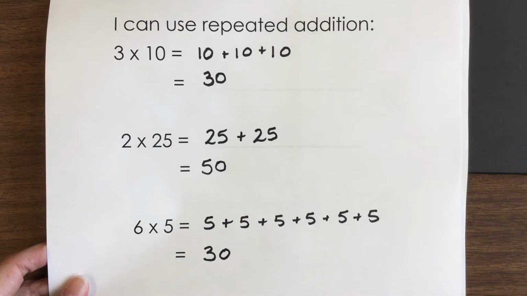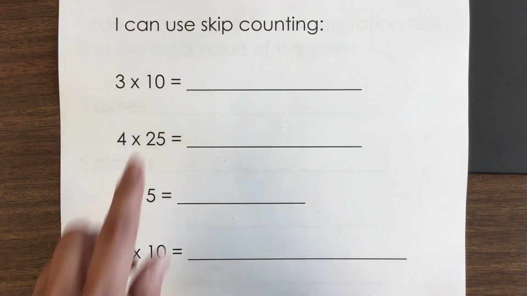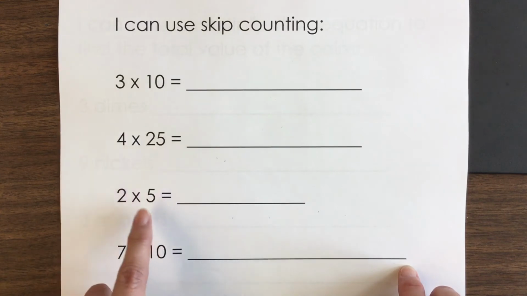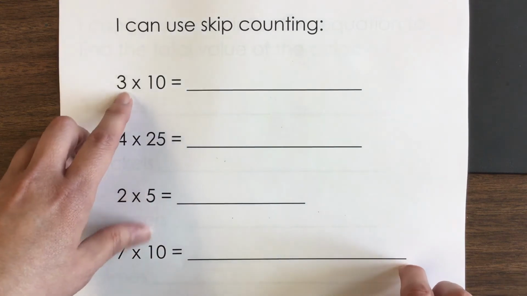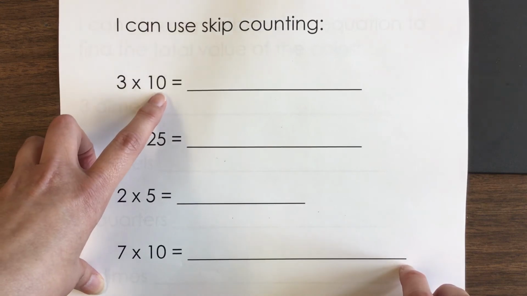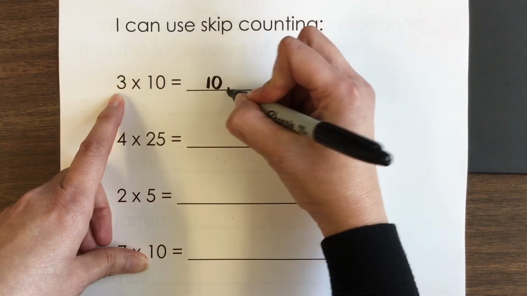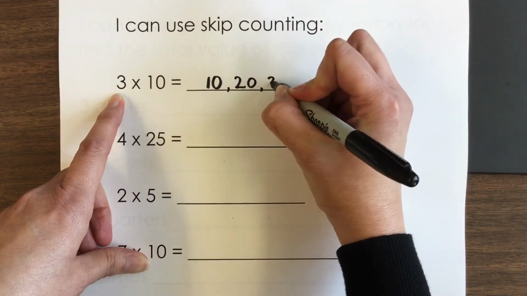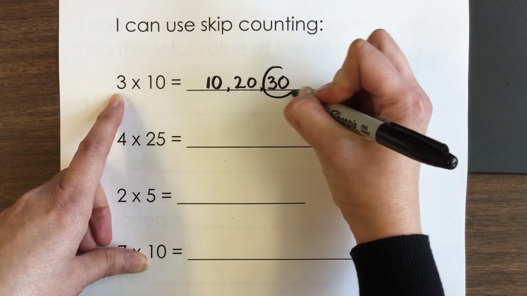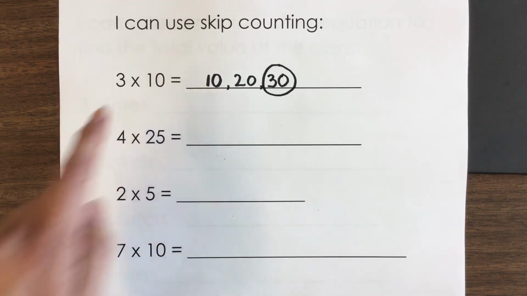Now, if we look at question number 2, it tells us we can also use skip counting when we are trying to find the answer. Look again. Do you see all the numbers that are being used are numbers that are commonly seen when finding the value of money? Let's take a look at this one. 3 times 10 means 3 groups of 10. I am going to skip count by 10 how many times? 3. Let's do it. 10, 20, 30. My answer is 30. So I can use skip counting to find my answers when I multiply.